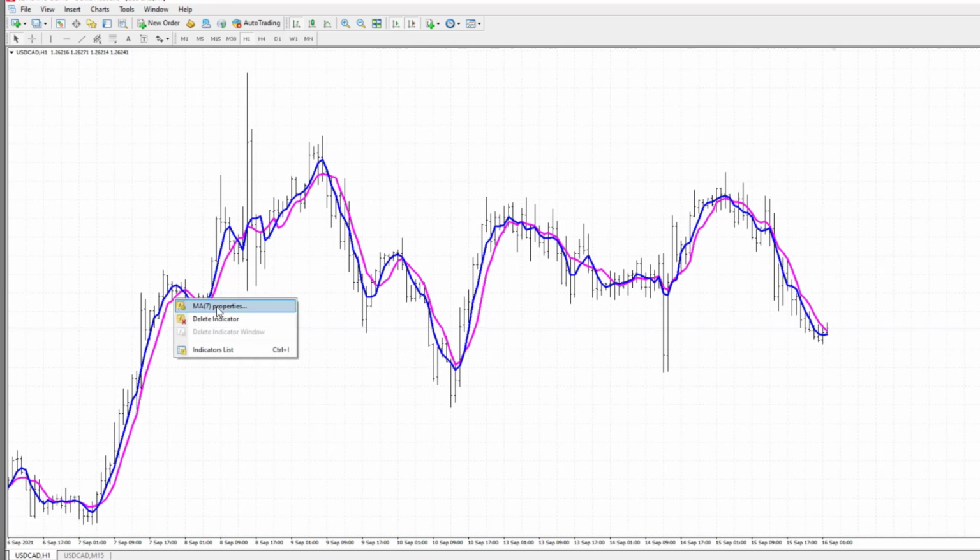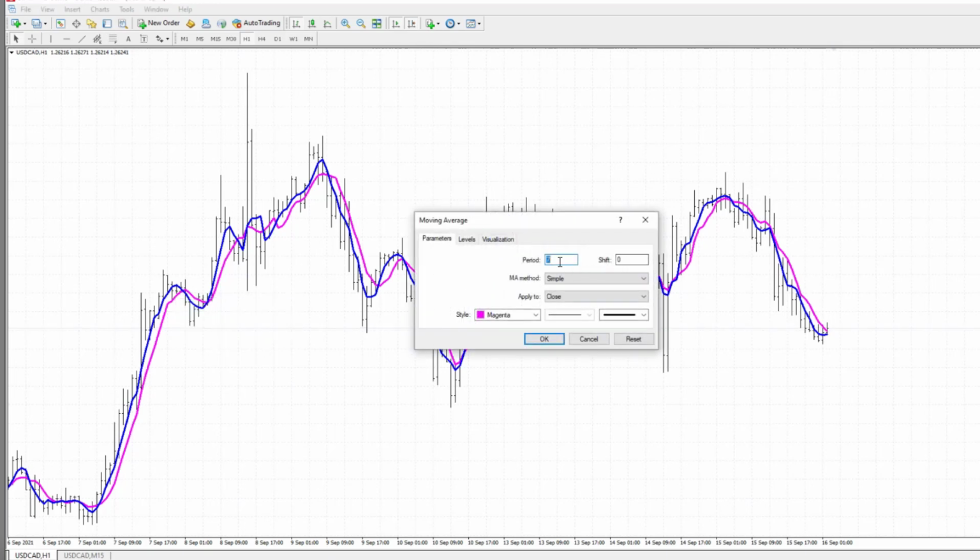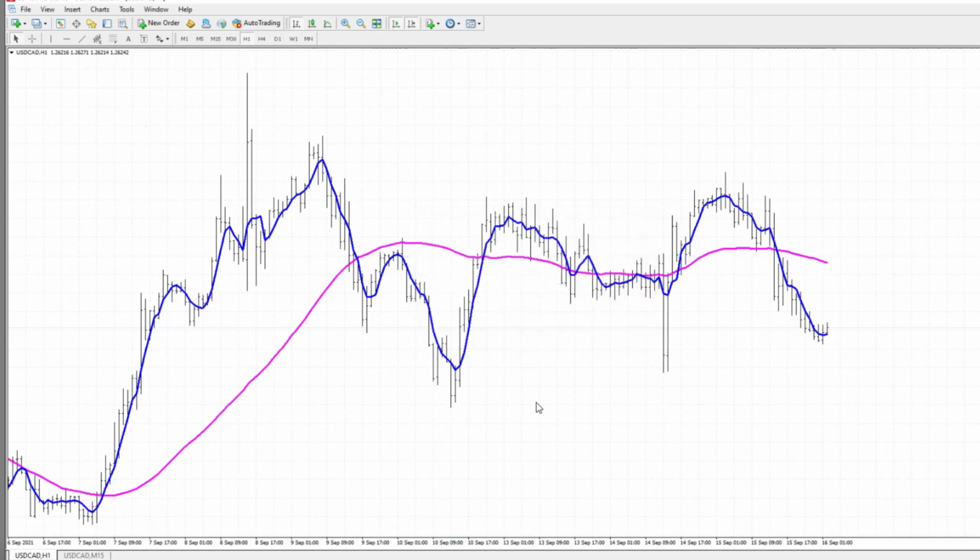But you can also use a slow moving average, and I'm just going to put in, let's say, 55, a good old Fibonacci number, and we'll put that in.